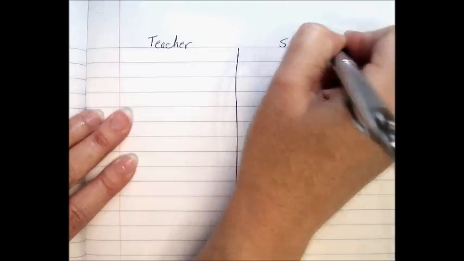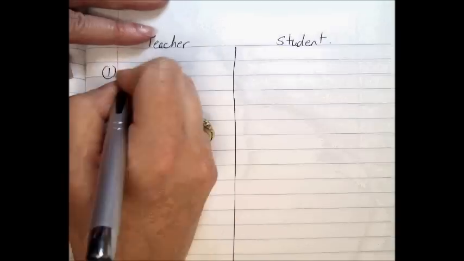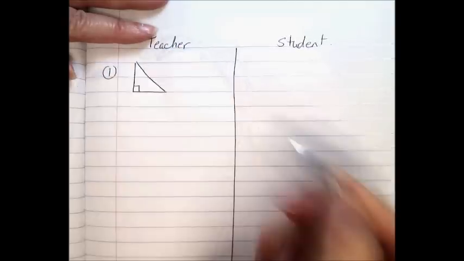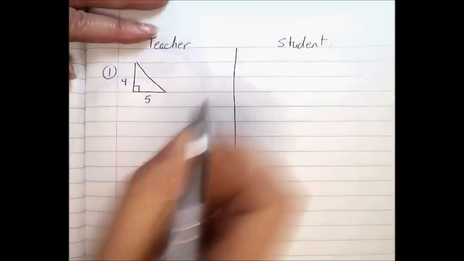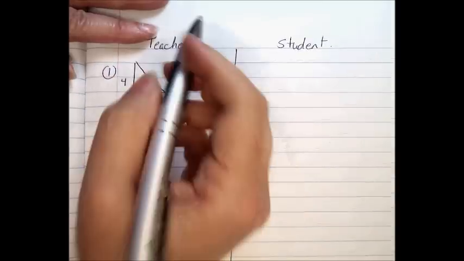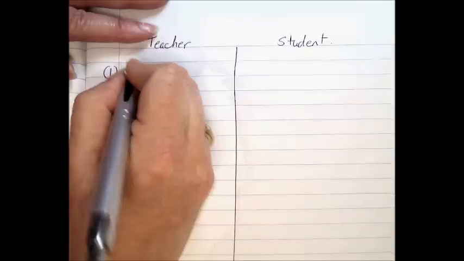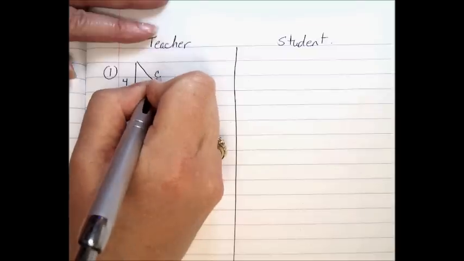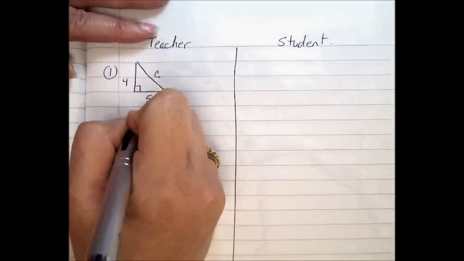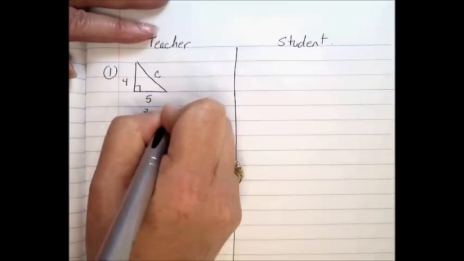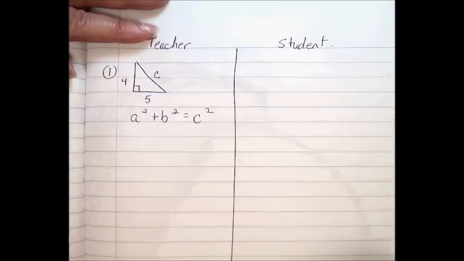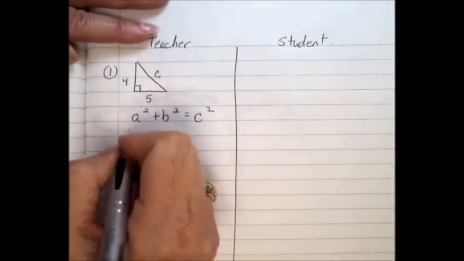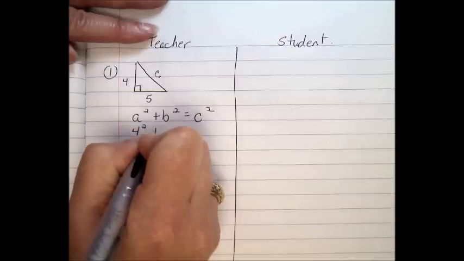Number 1 is a triangle that looks something like this. They've given me the two legs, and I'm looking for the hypotenuse, the side opposite the right angle. That's always going to be assigned C. So I'm going to write my formula just like any formula math problem, and then I'm going to plug in my values. Remember, these are the legs, these are my A and my B. So I'm going to say 4 squared plus 5 squared equals C squared.